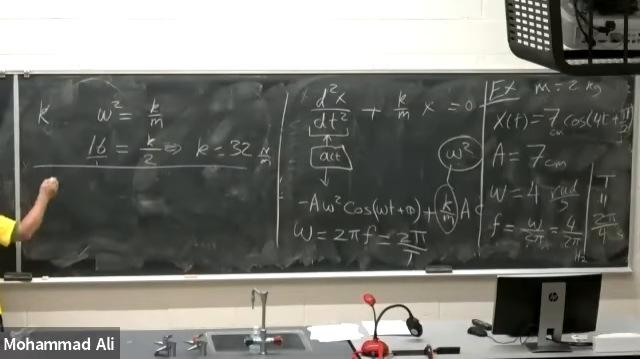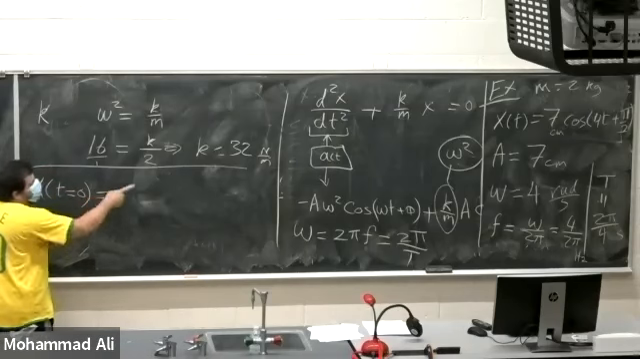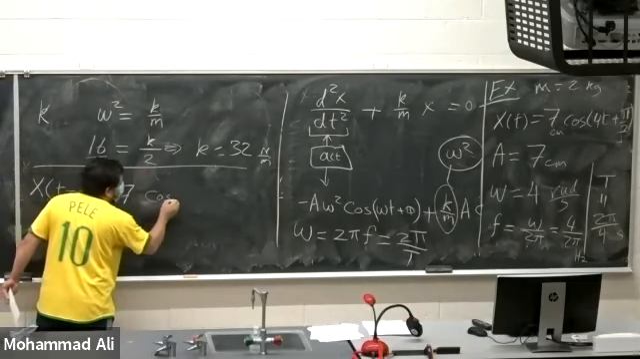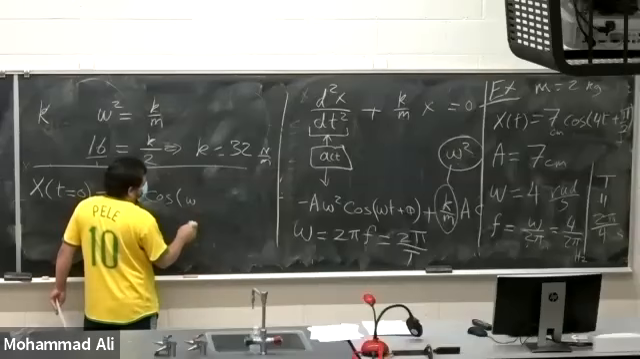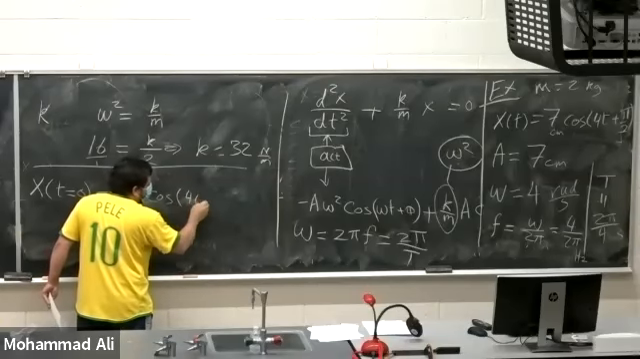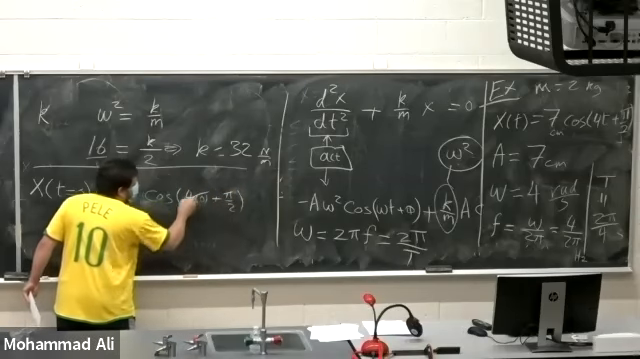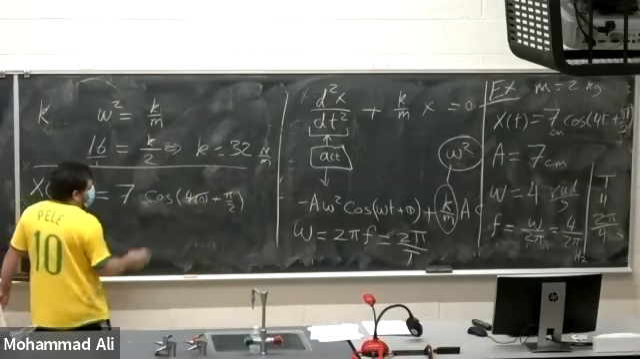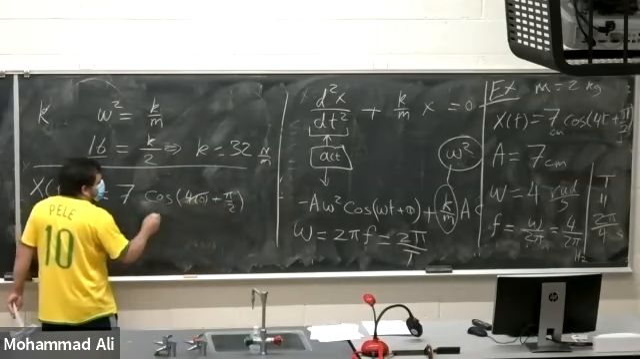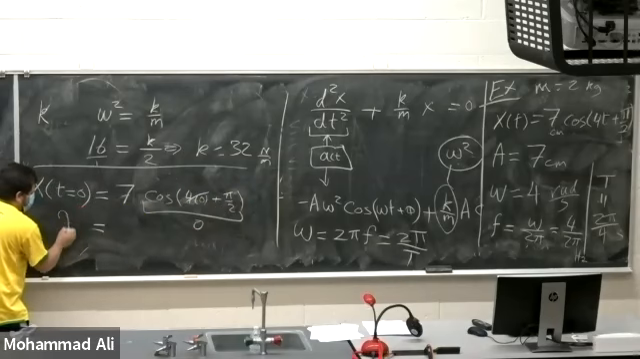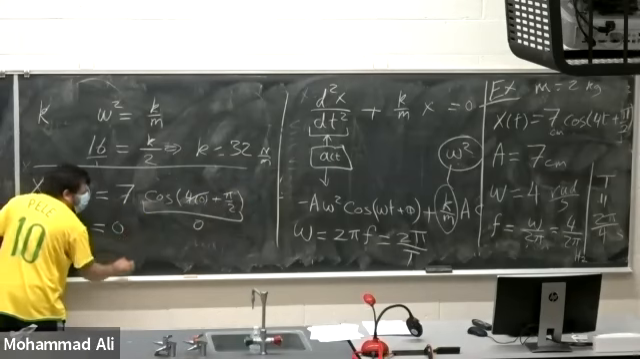What is the position x at t equal to 0? We need to apply 0 there. It is 7 cosine of omega, which is 4, multiplied by 0, plus pi over 2. This is 0. Then we have cosine pi over 2. Cosine 90 is 0. 0 times 7 is 0. Then x naught is equal to 0 centimeters.